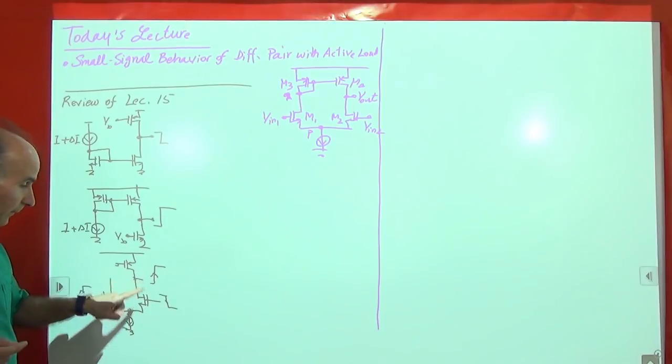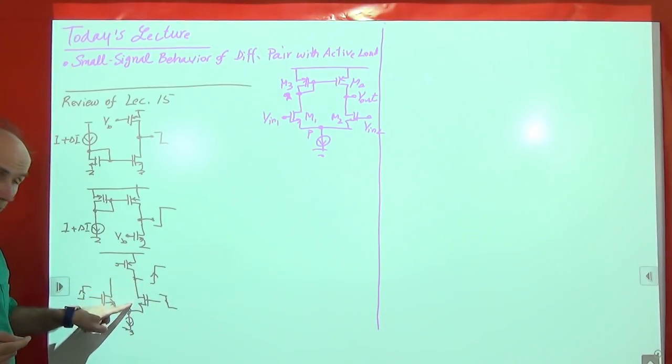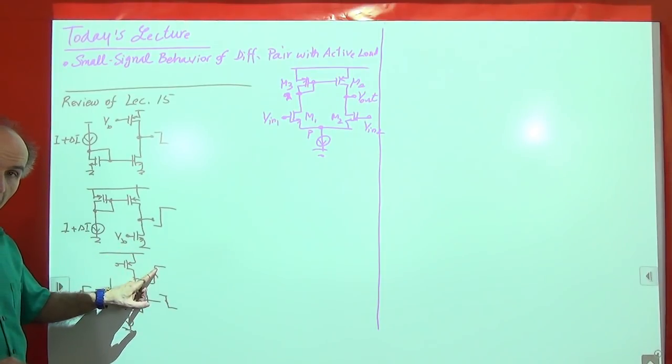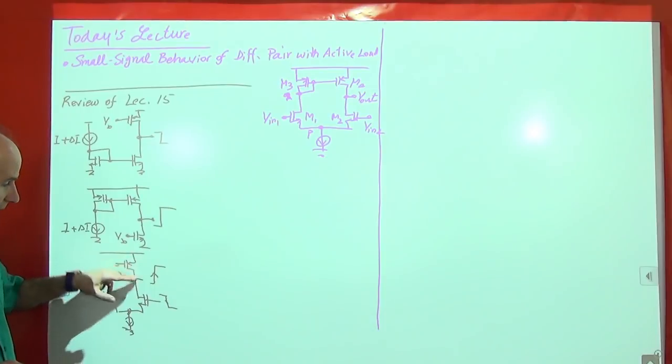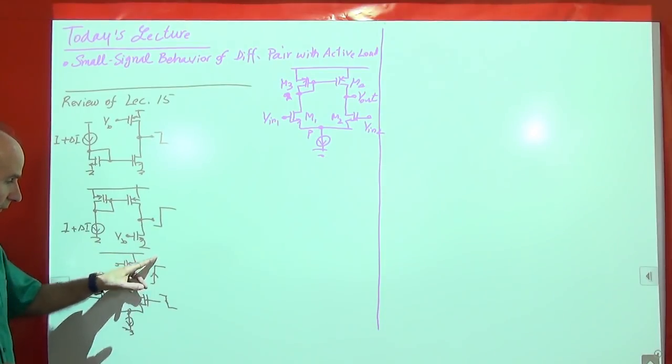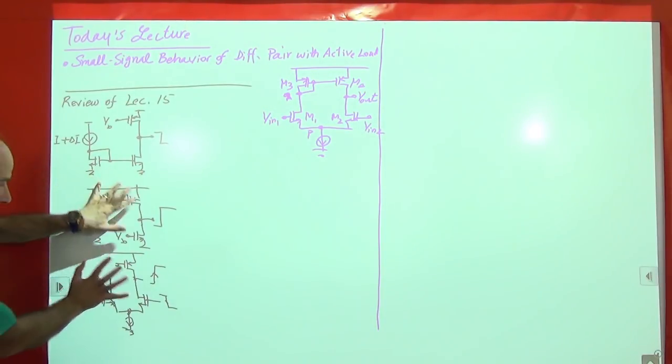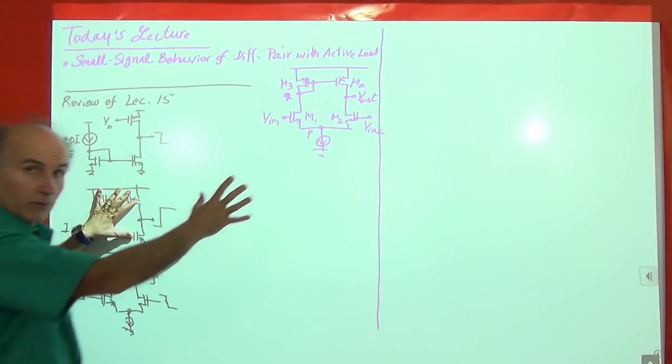Alternatively, we can say when this gate goes down, this current decreases. And when a current decreases and is connected to an impedance, that voltage wants to go up, right? So because this is connected to VDD, that voltage wants to go up, and then we have this inversion. All right, so then we try to combine this idea and this idea in the actual circuit.